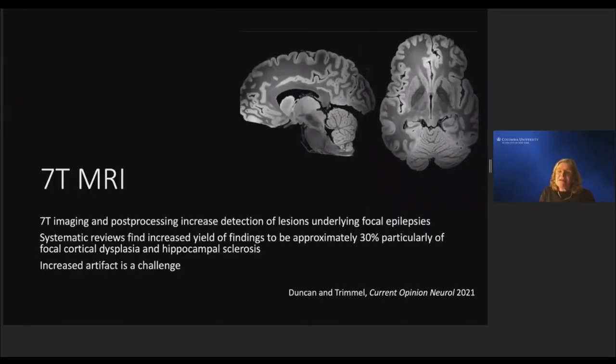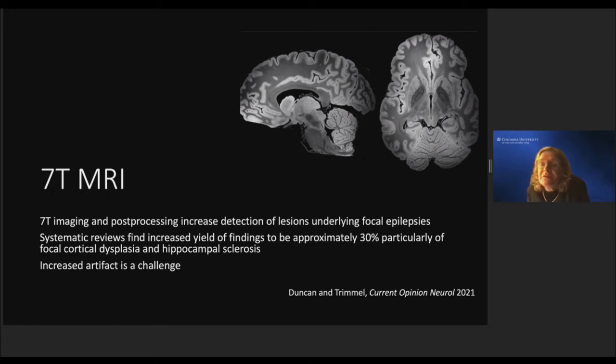Now, I want to discuss the concept, and I mentioned this a little bit earlier, of negative MRI. And this is really evolving. Advanced imaging can be very helpful here. 7T has been used, and 7T imaging and processing can increase detection of lesions underlying focal epilepsy. Now, of course, 7T is not readily available at all centers.